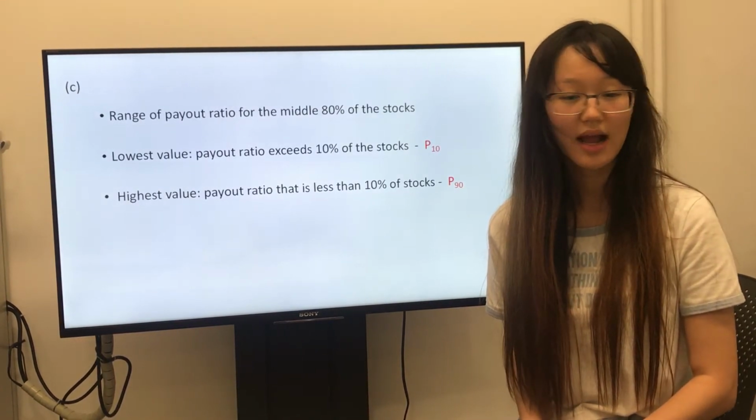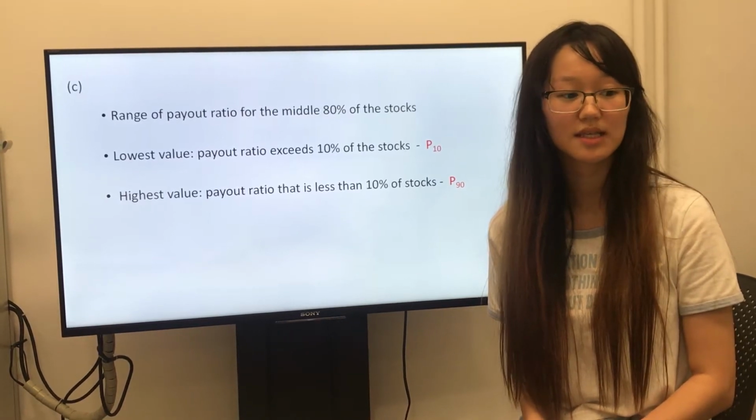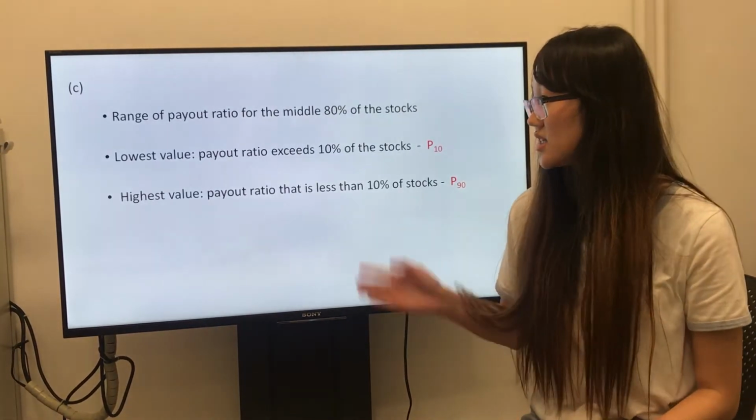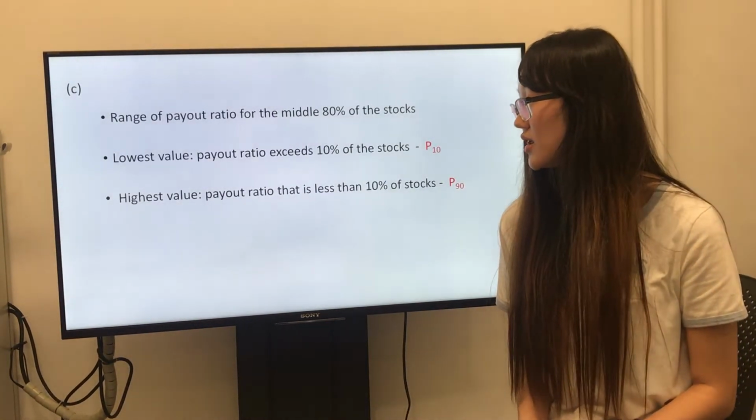And then I'm going to introduce problem C in question 1 mark 3. The problem asks us to estimate the range of payout ratio for the middle 80% of the stocks. And to estimate the range, we need to know the lowest value and the highest value for the range.